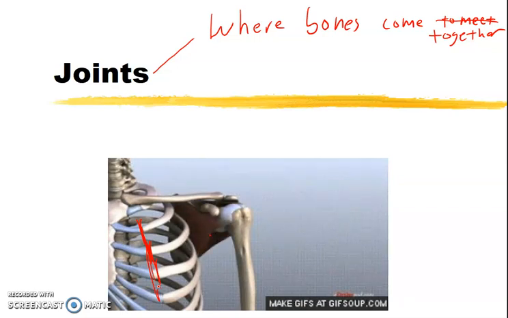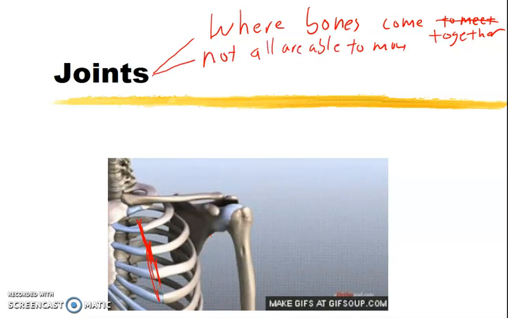The shoulder, the elbow, the knee, the hip. Those are all joints. I taught you some joints too already. Do you remember what those are? Sutures are joints too. And if you remember, sutures are non-movable joints, so not all joints are able to move.